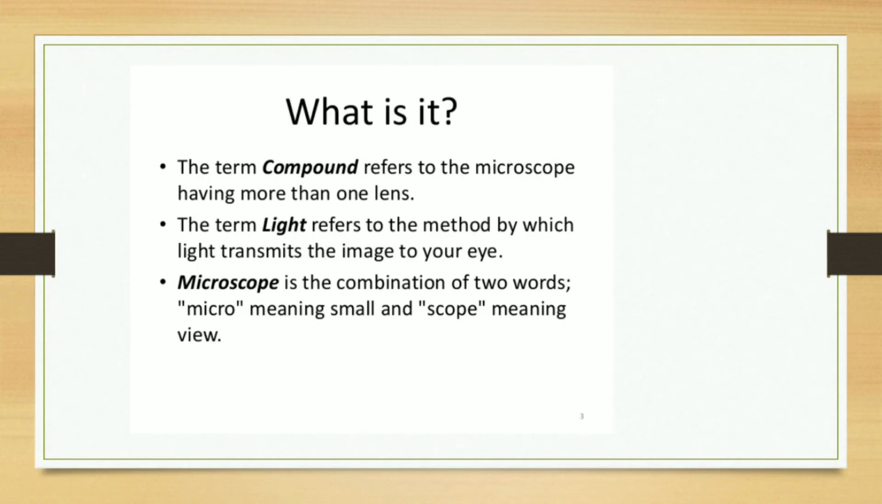What is the compound microscope? The term compound refers to a microscope having more than one lens. Compound means more than one lens. The term light refers to the method by which light transmits the image to your eye. The microscope is the combination of two words, micro meaning small and scope meaning to view.